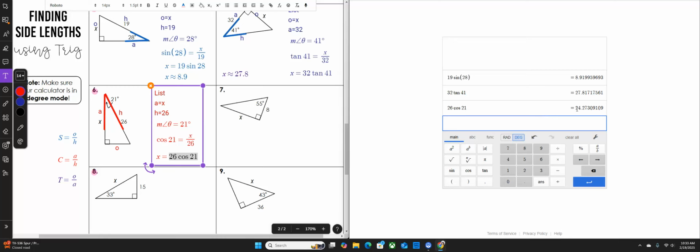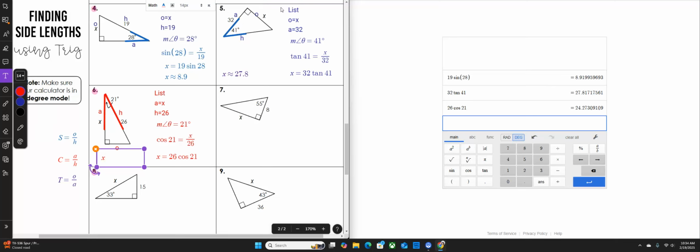And we get that it is 24.3. Again, we can go radians or degrees. We want to stick with degrees in this class. So x is approximately 24.3. Make sure you get this one copied into your notes, please.